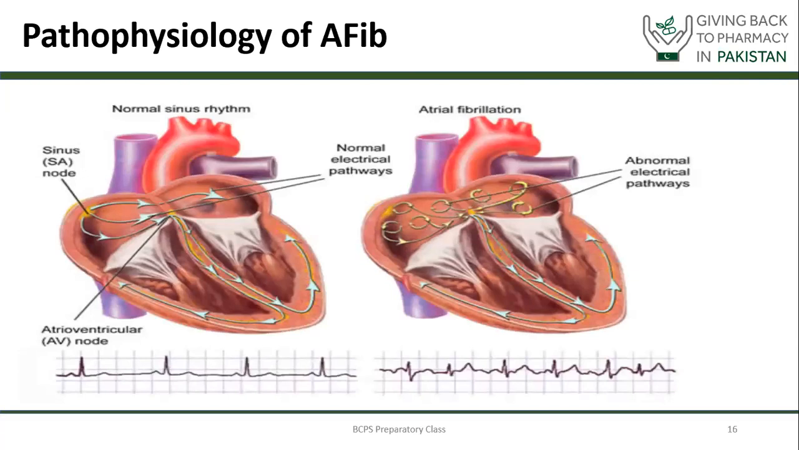Normally, the SA node generates the electrical current, an electrical wave which causes the contraction of the heart. It goes through the atria first, the atria contract, and there is the AV node, which delays the current from the atria to the ventricles. Because of the AV node, the electrical current does not go through the whole heart at once and the whole heart contract together.